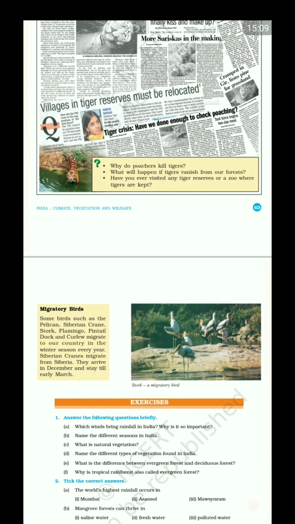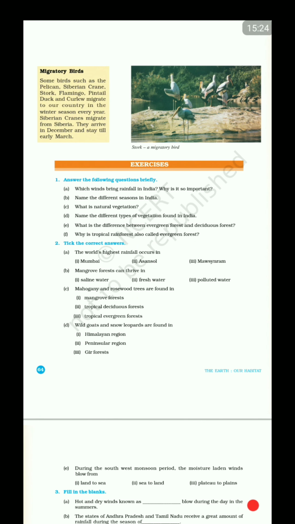the animal kingdom. Some migratory birds are pelican, Siberian crane, stork, flamingo, pintail duck, and curlew, which migrate to our country from Siberia, right? And they migrate in December and stay till early March because it's freezing cold there, right?